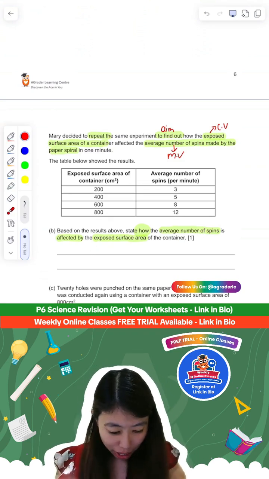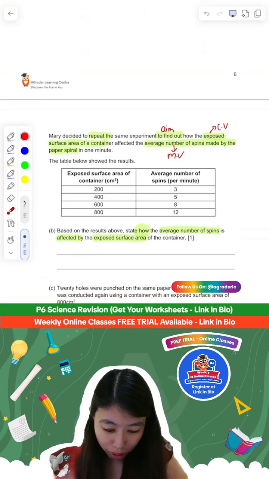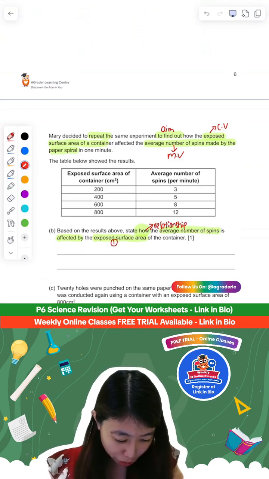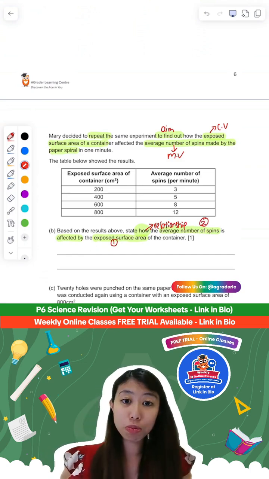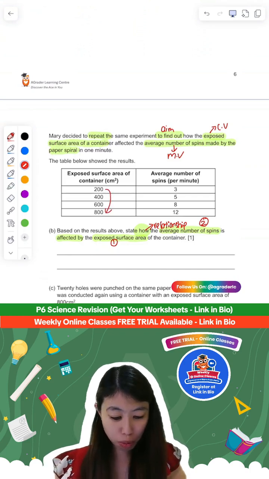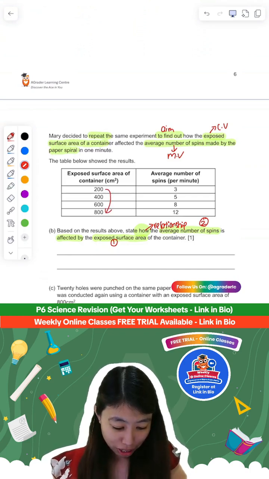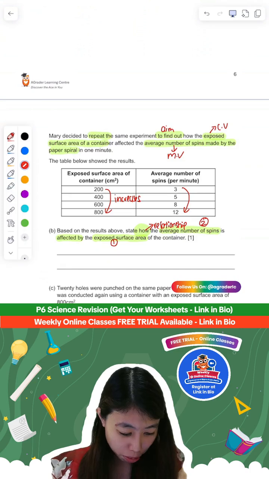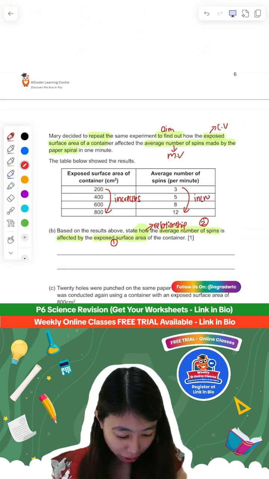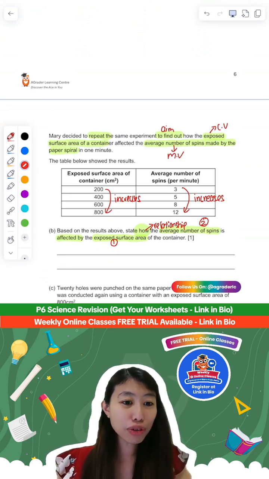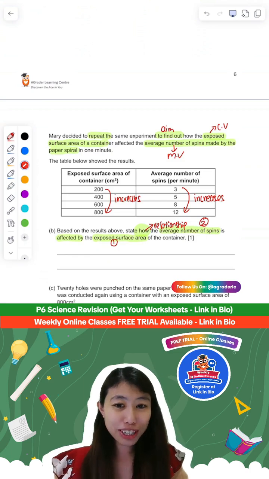So for this, okay, the word state how means it is a relationship question. Okay, and we must start off with exposed surface area first, then number of spins second. All right, so for this, what do you notice? As the exposed surface area of container increases, average number of spins per minute increases. Very good. Change variable first, all of you. Very good. Yes, must mention exposed surface area first.